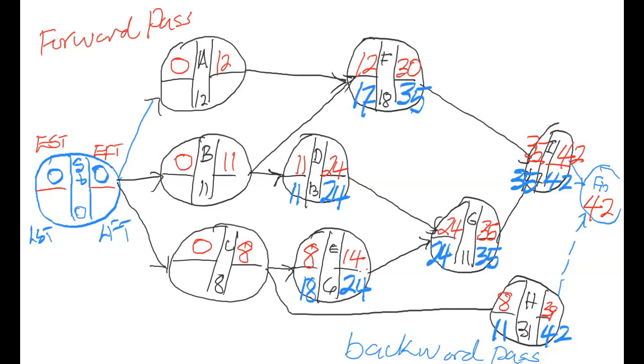So on the backward pass, when you come to a situation where you have a competition between the late starts that you will use to form the late finish of the immediate following predecessor, the smaller one gets to be the late finish, sorry. So here, between 18 and 11, 11 gets to be the late finish. Good.